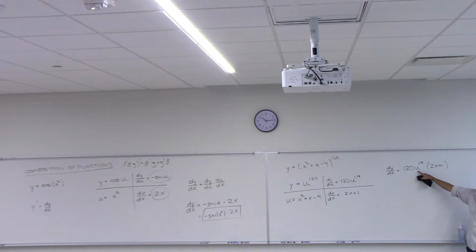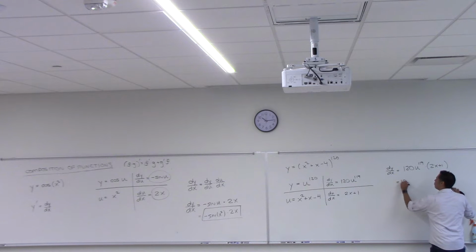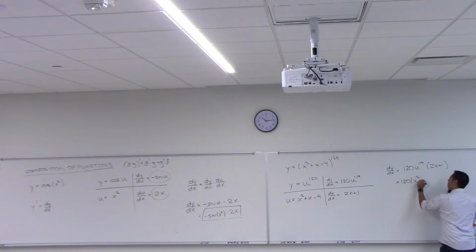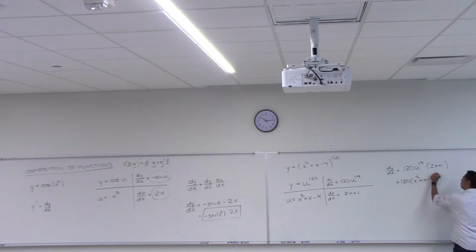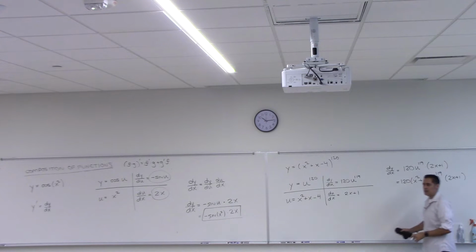And the last thing to do is to replace u with, what was u? X squared plus x minus 4. So you get 120 times x squared plus x minus 4 to the 119 times 2x plus 1, which is the exact same answer we got a second ago.